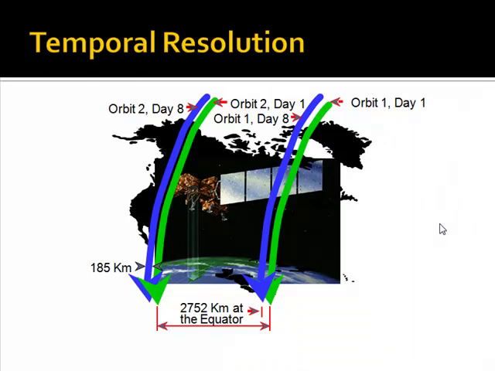Temporal resolution refers to how often a sensor can image a given point on the Earth's surface.